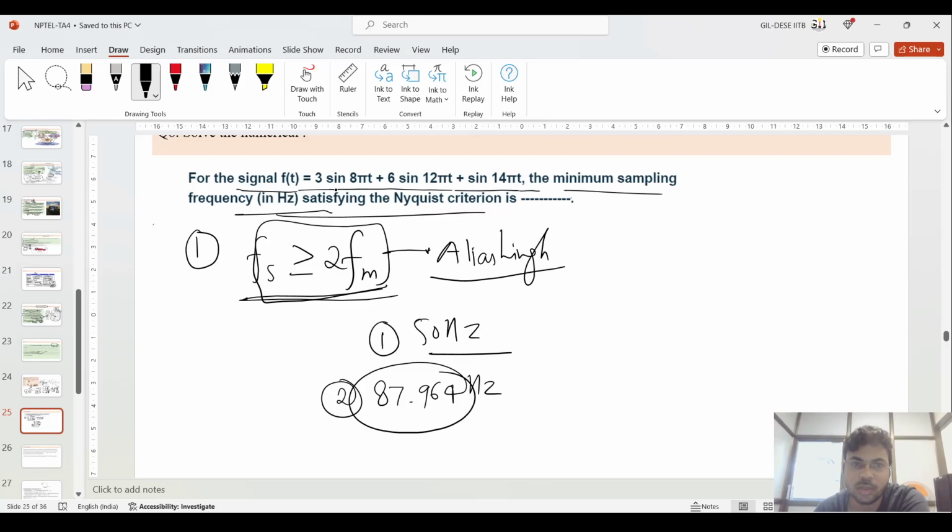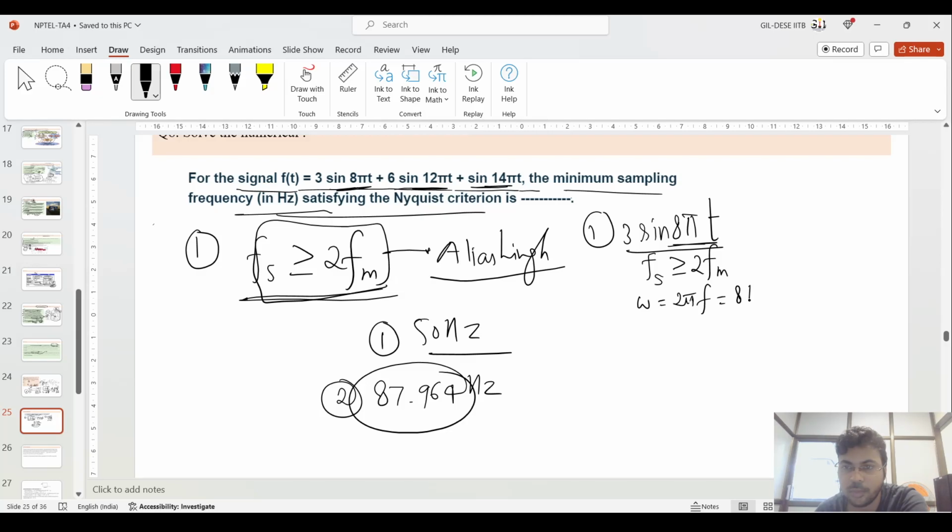Let's see this solution. The question is saying that it has three sine components. If you see this, this is one of the signals, second is the other, third is sine 14 pi t. In the first sine part, that is 3 sine 8 pi t, if you want to sample this, what is the criteria? That Fs is greater than or equal to 2 times Fm. What is the maximum frequency here? Here the maximum frequency, because omega is given, that 2 pi f is equal to 8 pi.